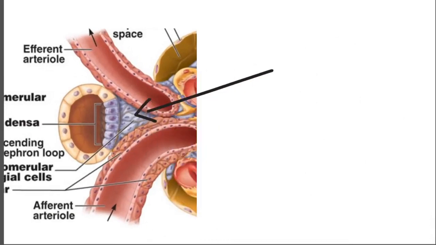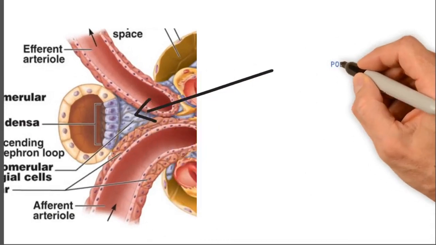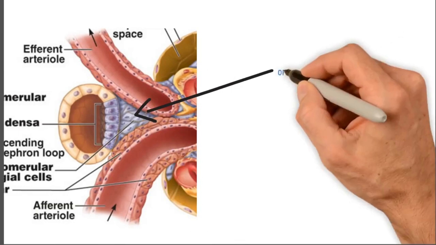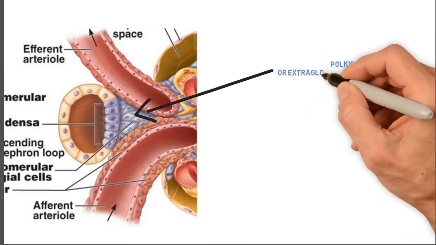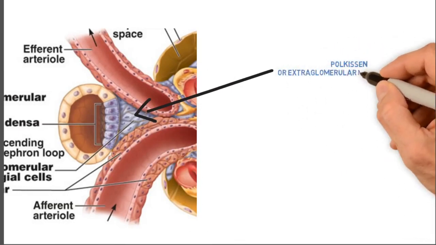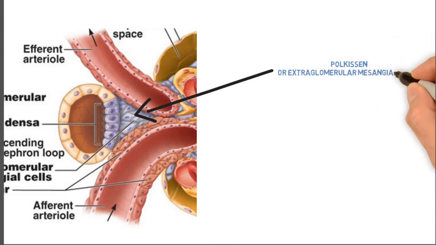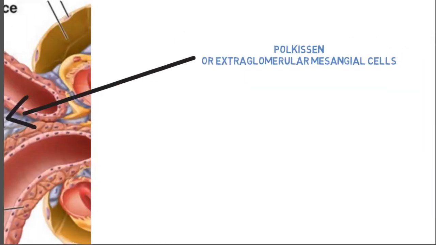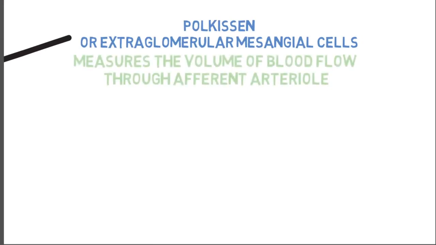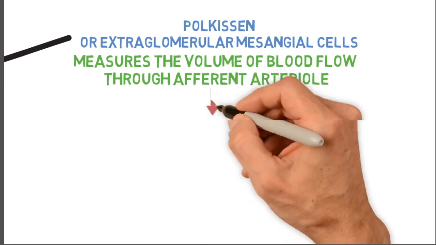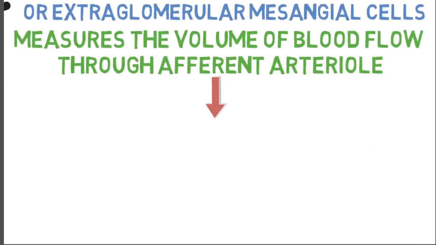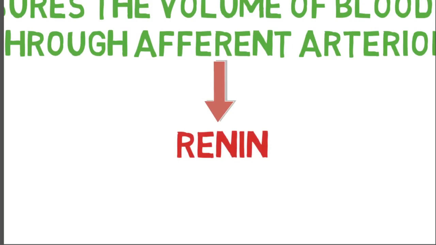Examples of these cells are, first, the type of cells called Pulcicin cells, or extraglomerular mesangial cells. These cells measure the volume of blood flowing through the afferent arteriole, and whenever there is a decrease in the blood volume, it stimulates the release of a special enzyme called renin.